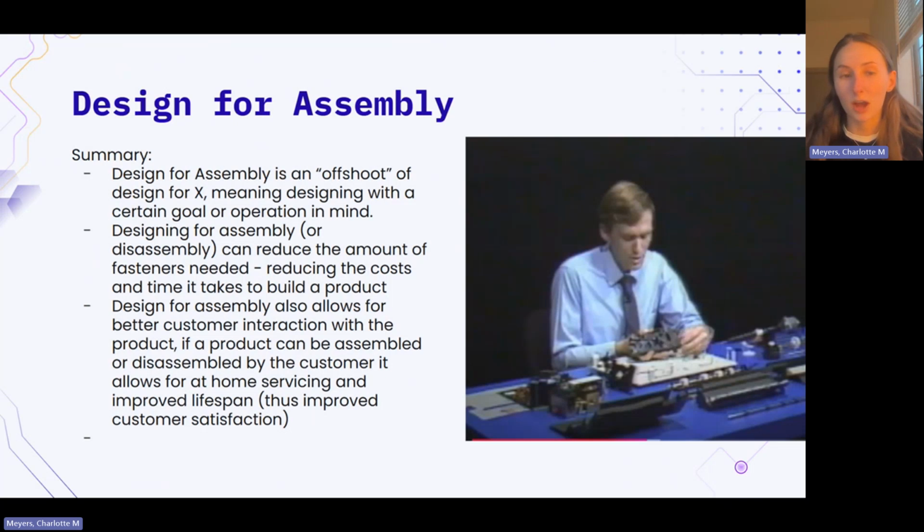The third thing that I wanted to talk about was design for assembly. Design for assembly is an offshoot of the concept of design for X, meaning designing with a certain goal in mind. With design for assembly or disassembly, overall, we're trying to design with the idea of putting it together as fast and as effectively as possible. So it can reduce the number of fasteners needed, reducing the cost and the amount of time that someone's spending on it. Again, all of these things that I previously talked about are about making things efficient and better.